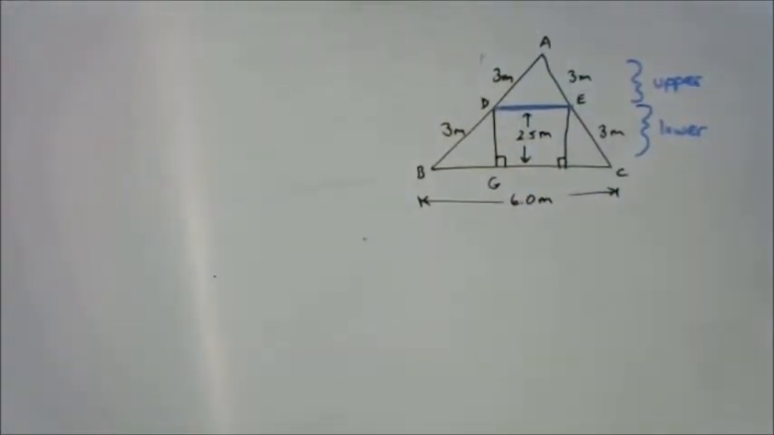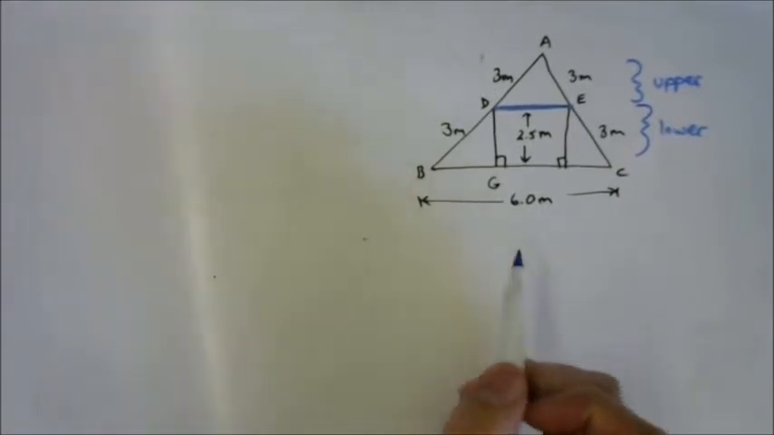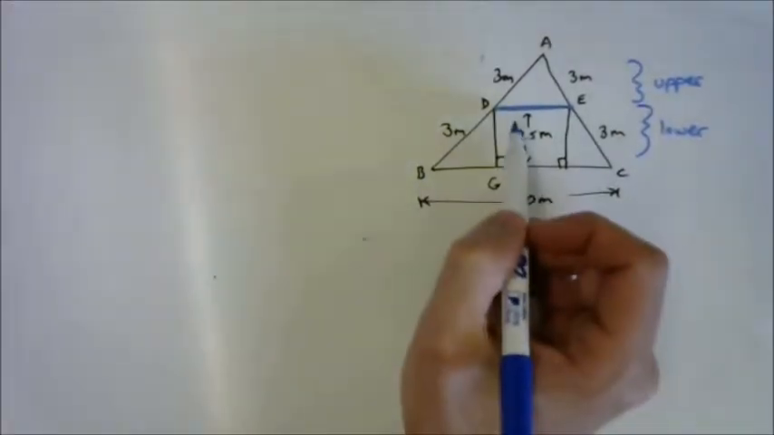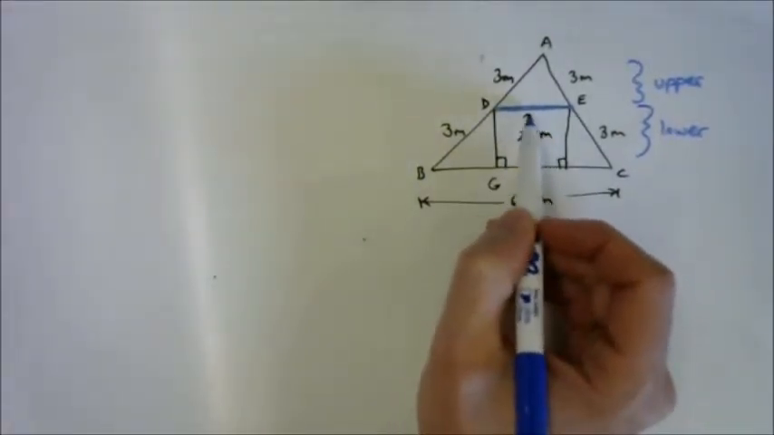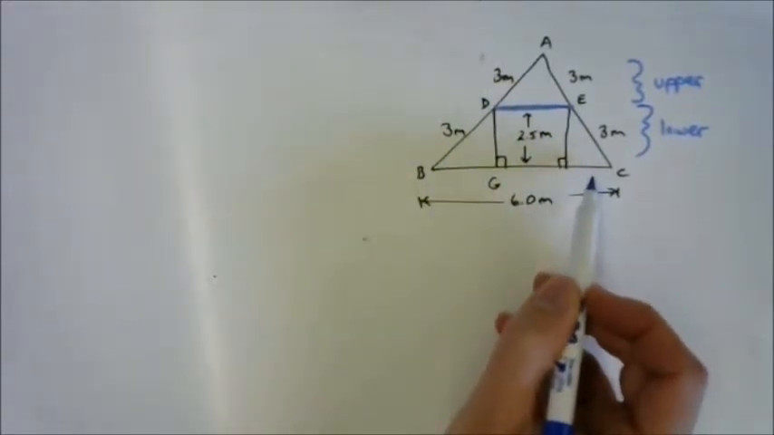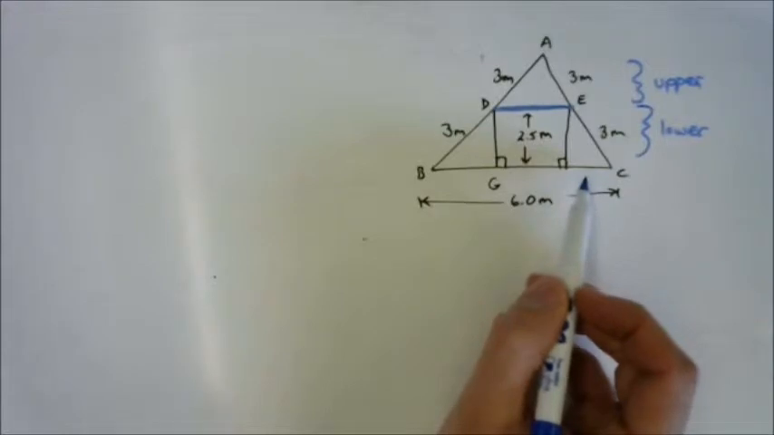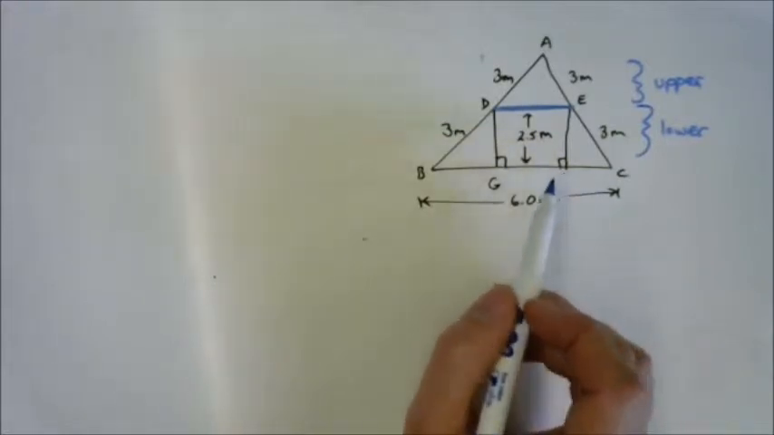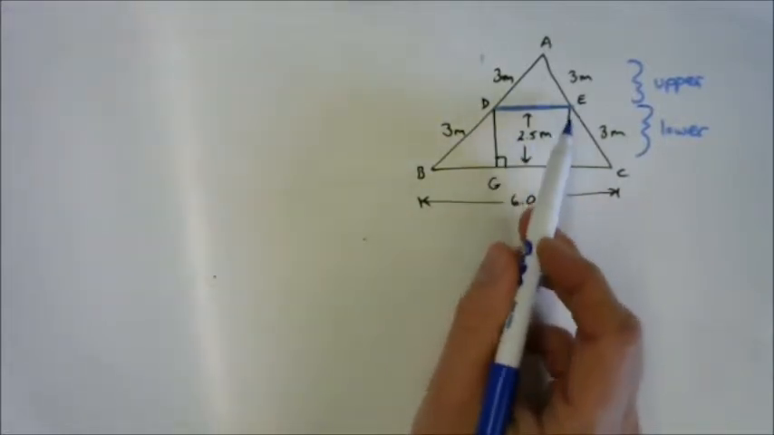Okay? Good. So, how do we know that DE is going to be half of BC? How do we know that? Tell me things about the triangle. Because D and E are midpoints.